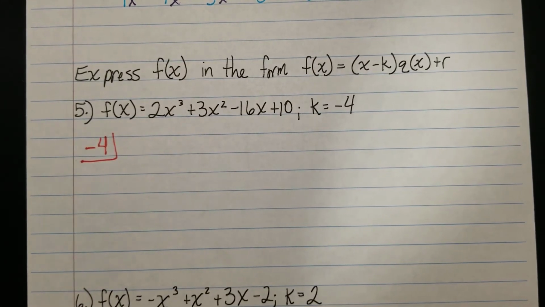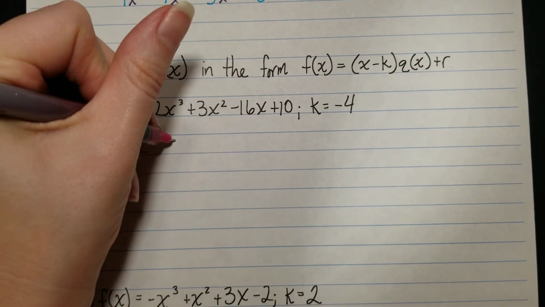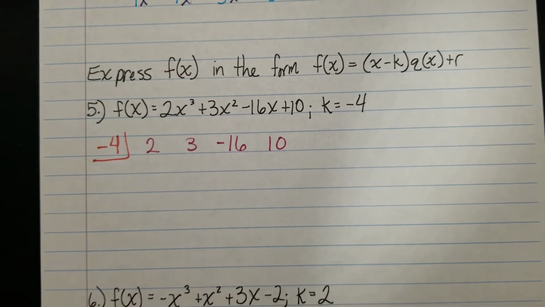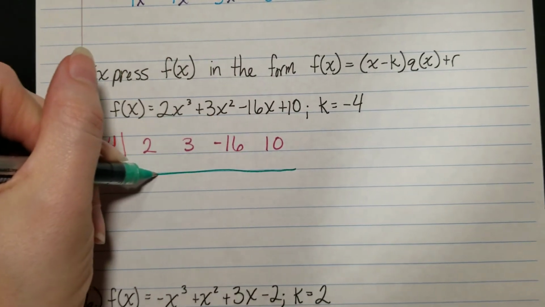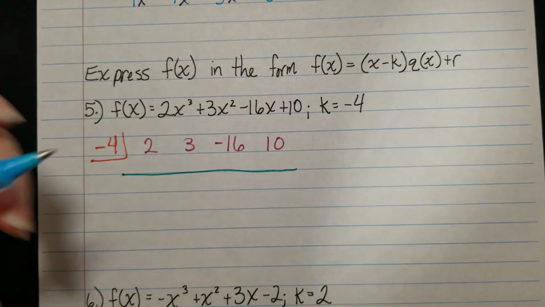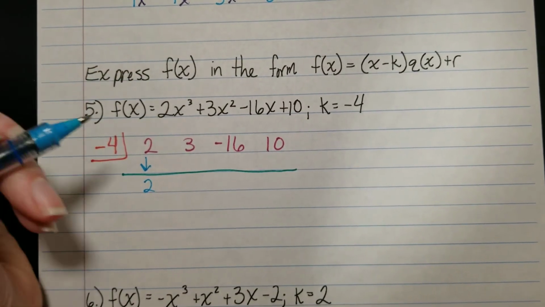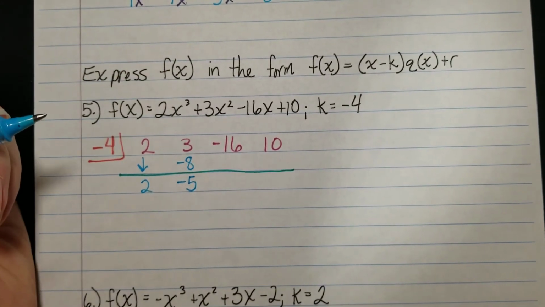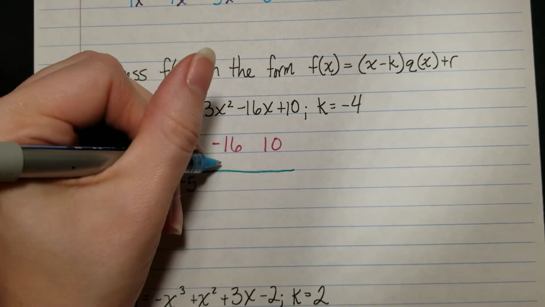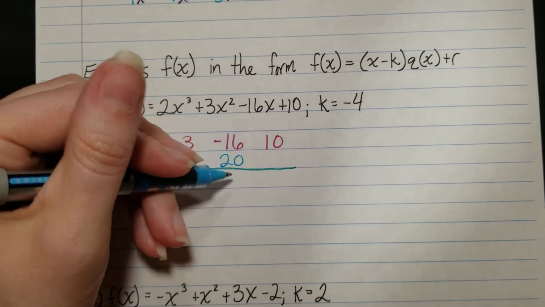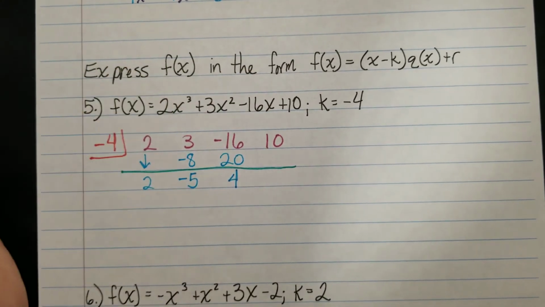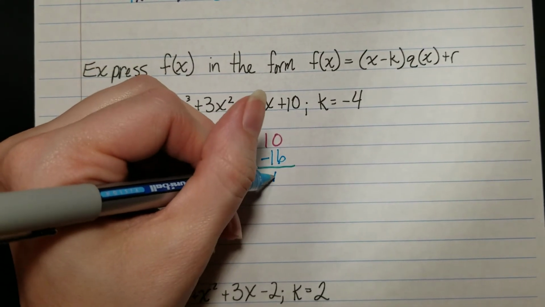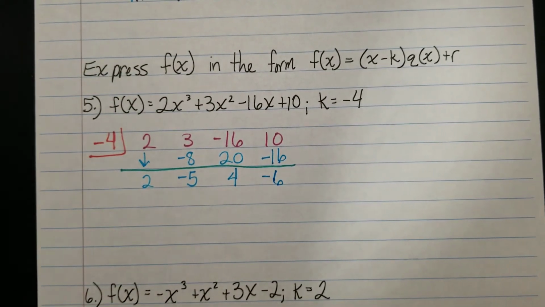All right, and then my coefficients, I've got 2x to the third, 3x squared, negative 16x plus 10. Bring down the 2. 2 times negative 4 is negative 8. 3 minus 8 is negative 5. Negative 5 times negative 4 is positive 20. Negative 16 plus 20 is 4. 4 times negative 4 is negative 16. And 10 minus 16 is negative 6.